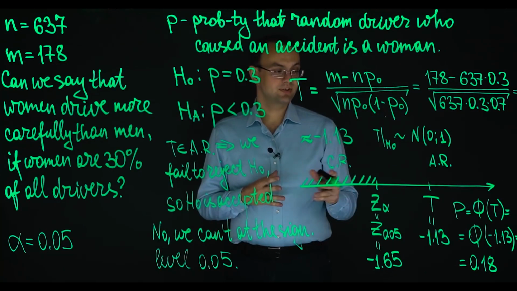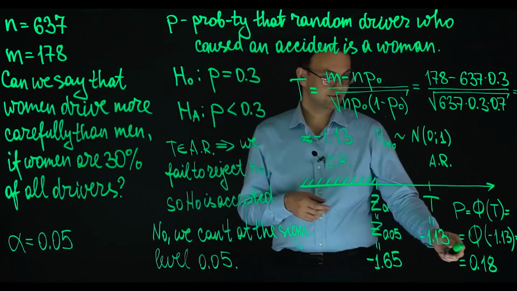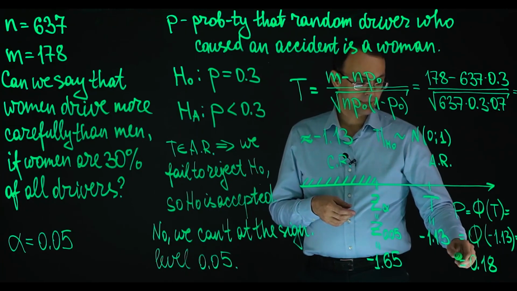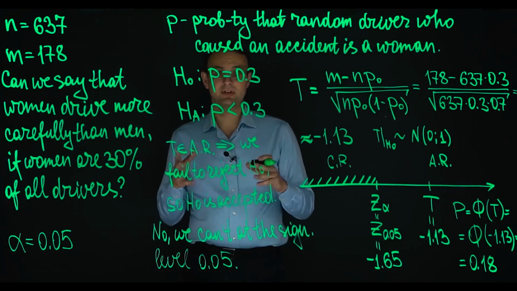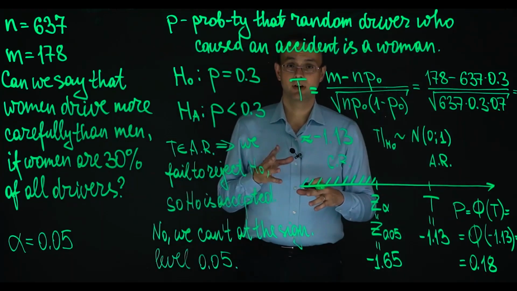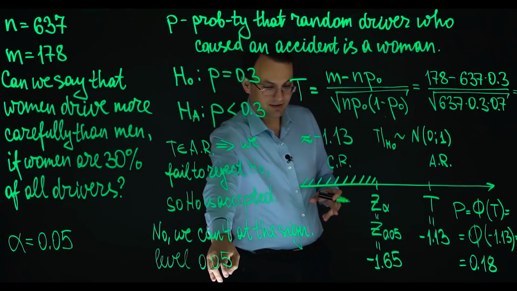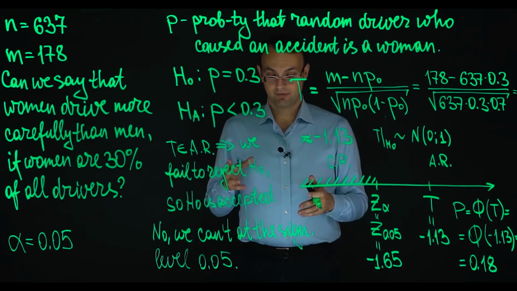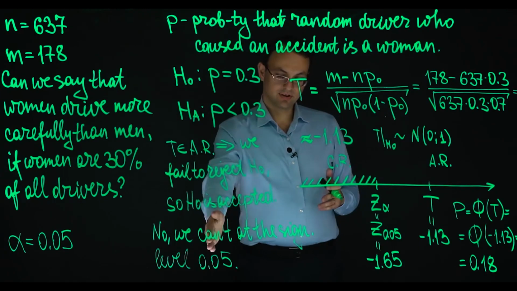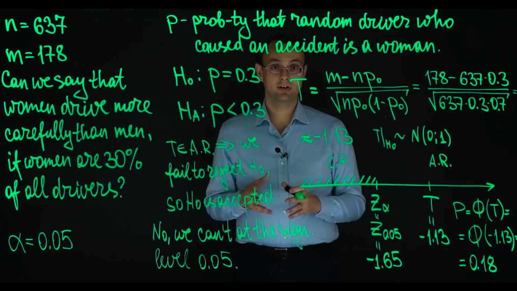So this is another way to give an answer. You give an answer in the form of the p-value, and then you choose your significance level and compare it with the p-value. If your significance level is less than the p-value, then H0 is accepted. If vice versa, your significance level is more than the p-value, then H0 is rejected.